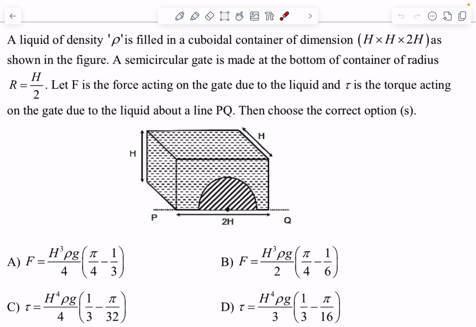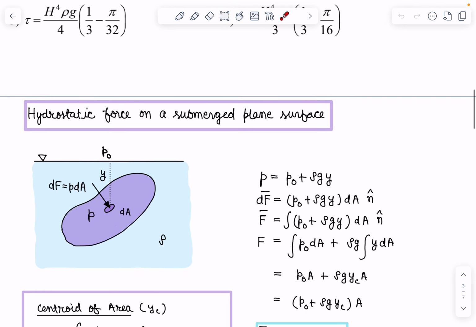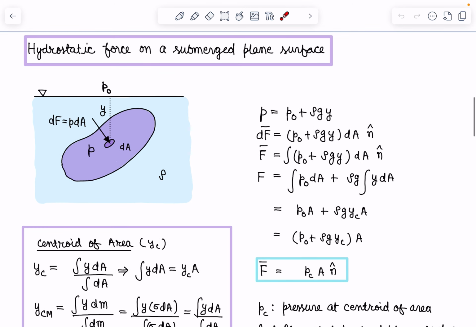So we will be doing this problem step by step. First we need to find out the force. In order to find out the force, let me have a general method for the calculation of hydrostatic force on a submerged plane surface, and the formula which we will be deriving here will be applicable for a plane surface of any shape, of any orientation. Here this shape is not a regular shape, it could be any shape, and its orientation need not be vertical or horizontal, it can be inclined at some angle also.